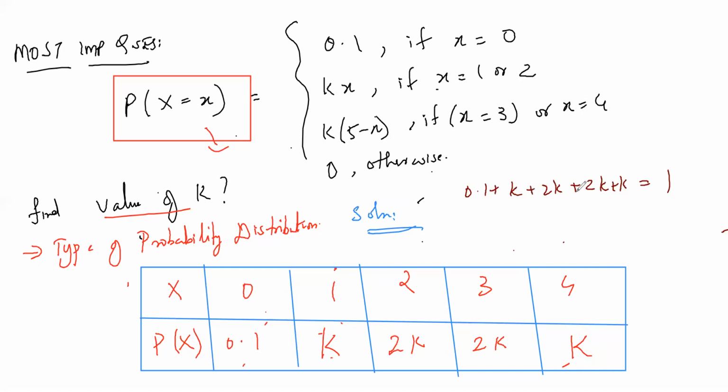So how much k is there in this? If I'm doing this, this is 3k, this is 3k, totally 6k. So 6k is equal to 1 minus 0.1, which is nothing but 0.9. So k is nothing but what? 0.15, because 15 times 6 is 90, we'll get 0.15. 0.15 into 6 is 0.9. So the k value I got is 0.15.